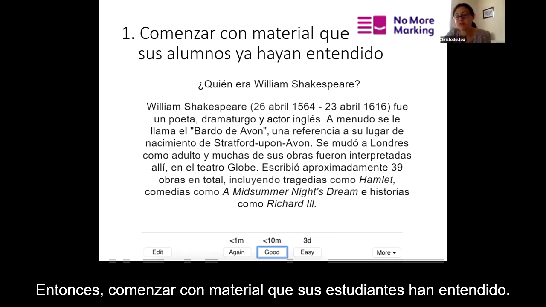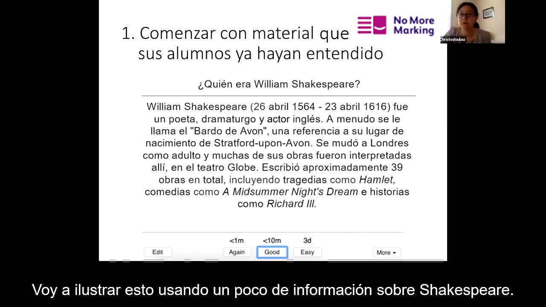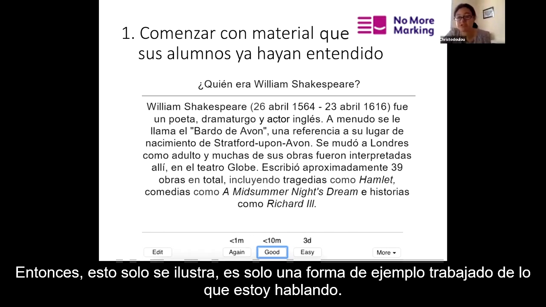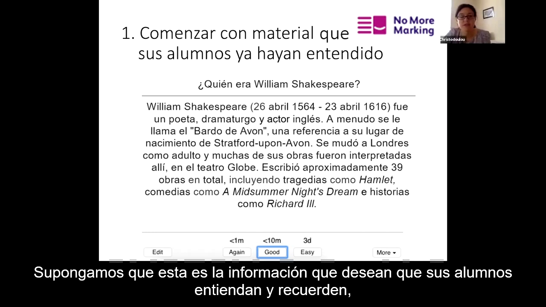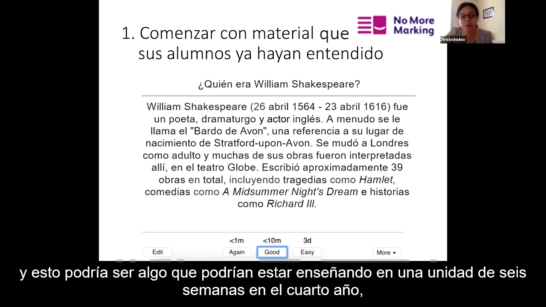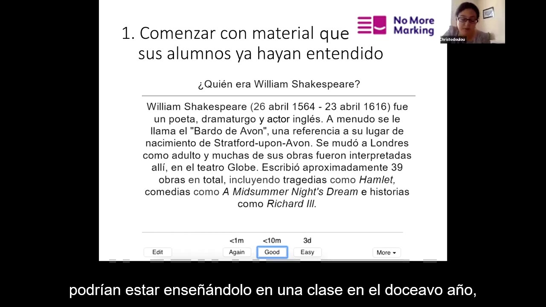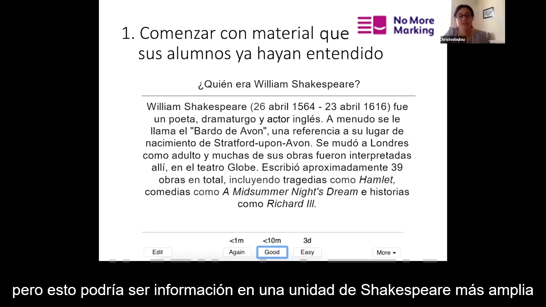So start with material your students have understood. I'm just going to illustrate this using a little bit of information about Shakespeare. This is just a worked example of what I'm talking about. Let's suppose this is the information you want your students to understand and remember. You might be teaching this across a 6-week unit in year 4, or in one lesson in year 12, but in a wider Shakespeare unit this is some information you want your students to retain.